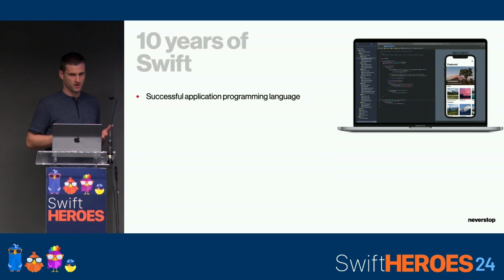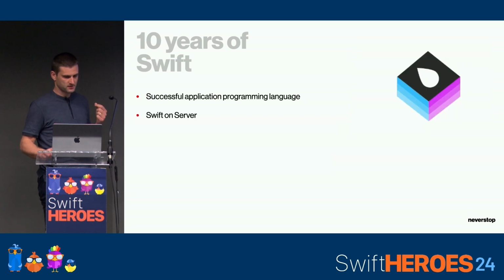There are many iOS and macOS apps that use Swift, and Swift has become pretty much the default choice for starting projects on those platforms. But there are some very interesting developments outside of application programming. Yesterday we had two talks about command line Swift. Today there was one talk about Swift assembly. And also Swift on server is gaining a lot of popularity.